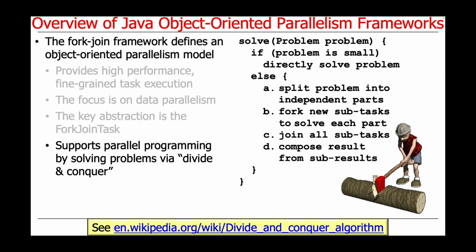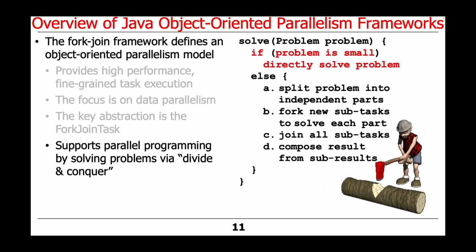The way that the fork-join framework is designed is it supports parallel programming by solving big problems using divide and conquer. Hopefully you've taken the algorithms course and/or the data structures course, either here or elsewhere, and you learned about the concept of divide and conquer algorithms. Basically the idea is you want to split things up into little chunks and then do them in parallel.